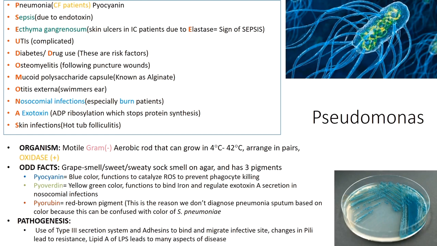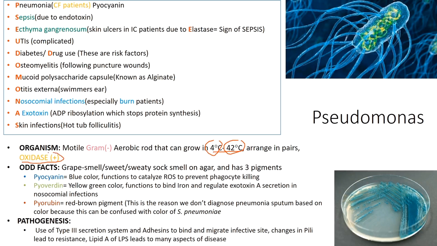This has come up in multiple of the modules as we've come along, and I want to emphasize some of the high yield points. So this mnemonic actually came from First Aid, and I juiced it up a little bit, made it a little bit beefier, so that we can remember why these things are associated with this bacteria. So it is a motile gram-negative aerobic rod, and it can grow from anywhere from 4 degrees to 42 degrees Celsius. And so this is a psychrotroph and a thermotroph as well. And it arranges in pairs.